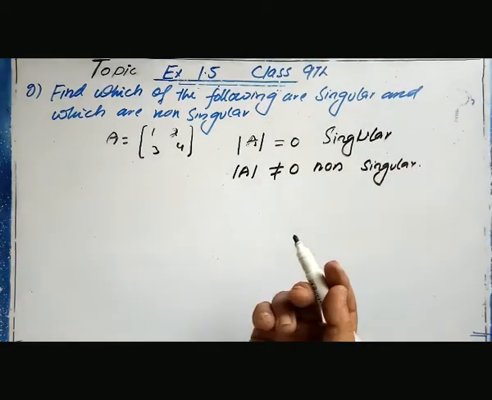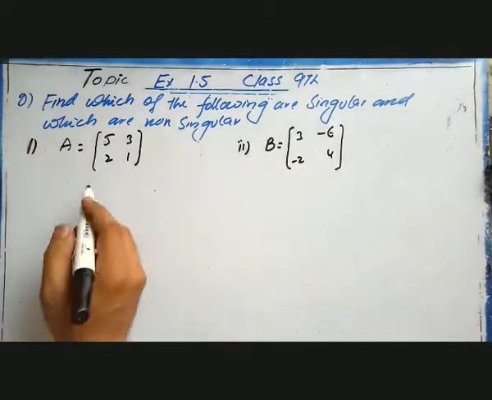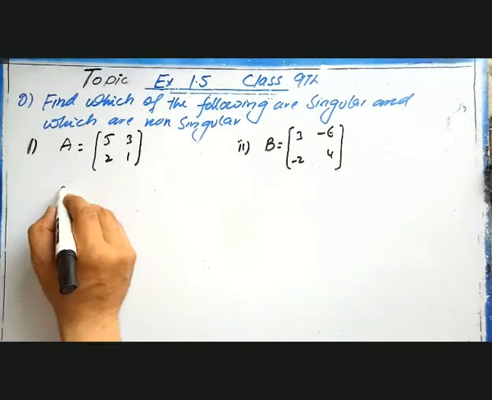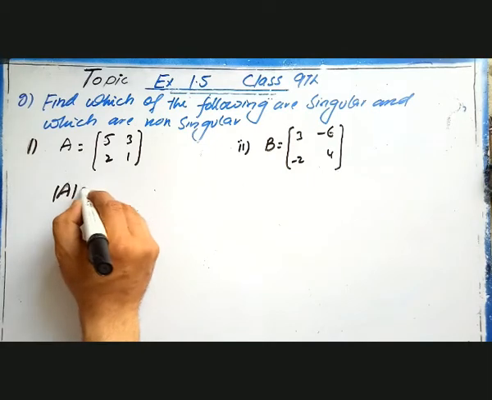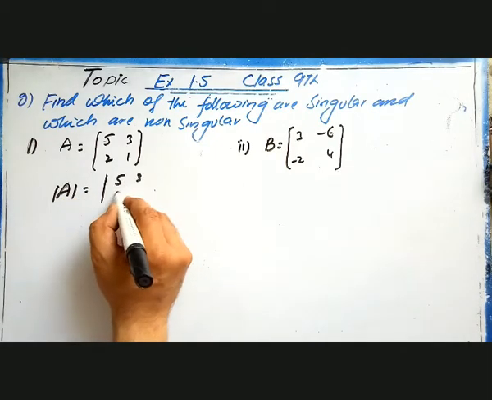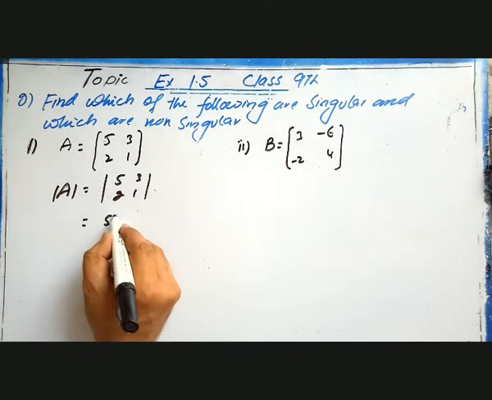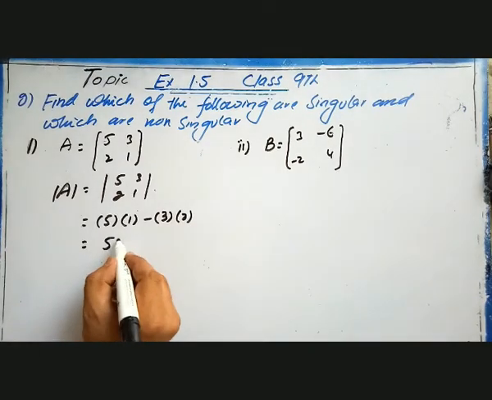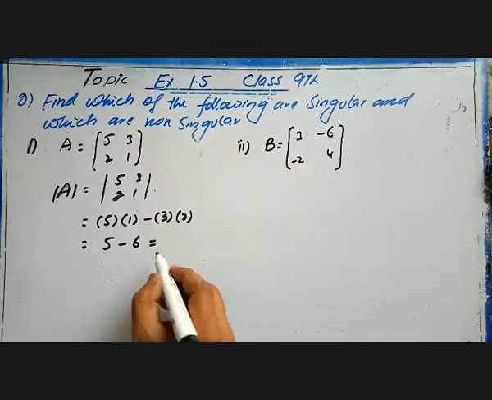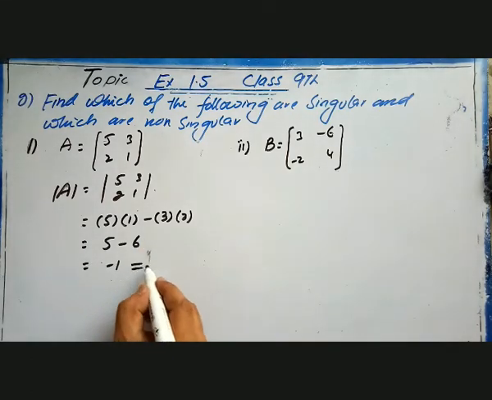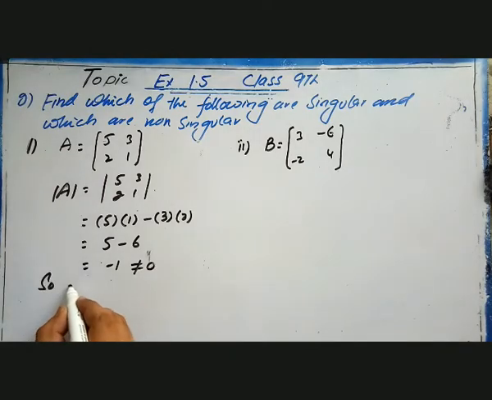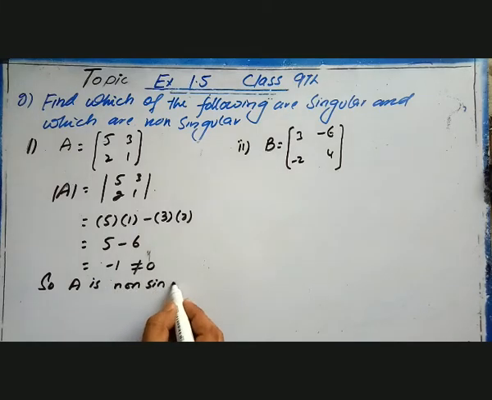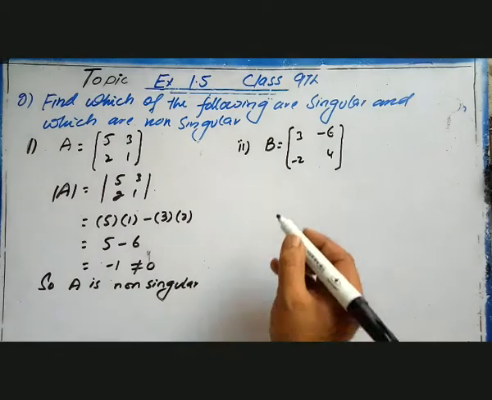Okay, let's start the exercise. In question number 2, part number first, we have A is equal to 5 3 2 1. We have to check whether it is singular or not, so we have to find the determinant. Determinant equals 5 3 2 1. So 5 into 1 minus 3 into 2. 5 ones are 5 minus 3 twos are 6. This will equal -1, which does not equal 0. So A is non-singular.